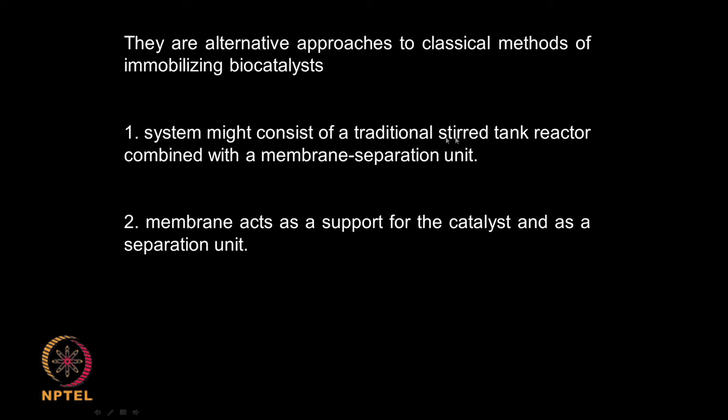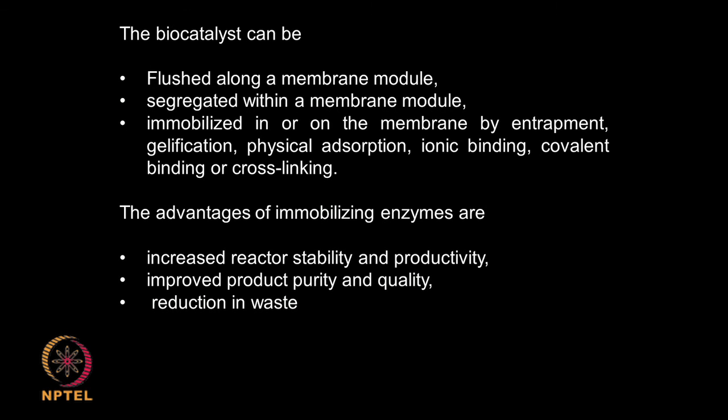So, systems may consist of a traditional stirred tank reactor with a membrane separation unit. The membrane can also act as a support for the catalyst. Sometimes the catalyst can be impregnated or supported on the membrane. For example, the catalyst can be flushed along with the membrane, or segregated within a membrane. It can be immobilized in or on the membrane by entrapment, gelification, physical adsorption, ionic bonding, or covalent bonding. So, the catalyst remains on the membrane, and the product or the metabolites can be filtered out and collected on the other side, that is the filtrate. The retentate can be on the upstream side all the time.